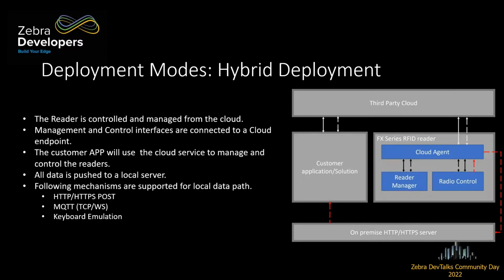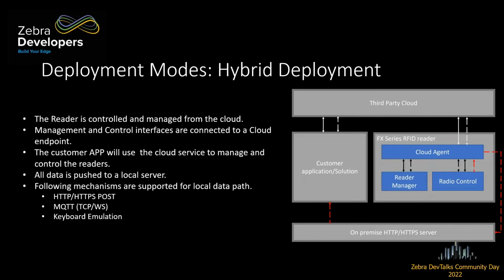All right, and then there's the hybrid deployment. This is a case where, for example, if on-prem is too complicated, or if there are multiple sites with readers deployed in each site, you don't want to have a separate on-prem server managing the readers on that particular premises, but you want to have a centralized management server, and then you want something to consume the data locally.